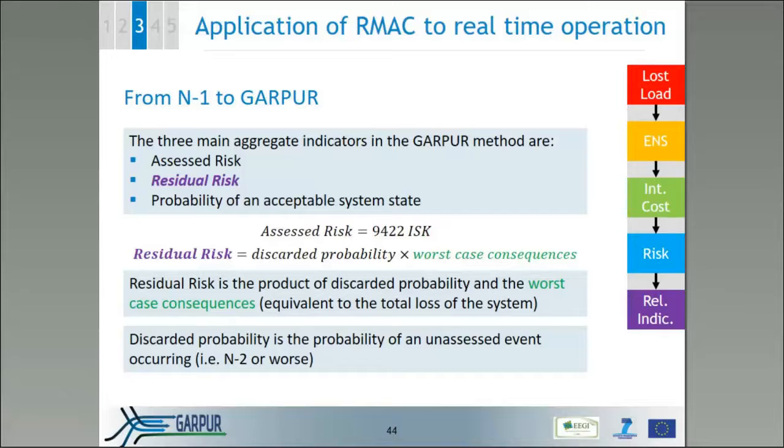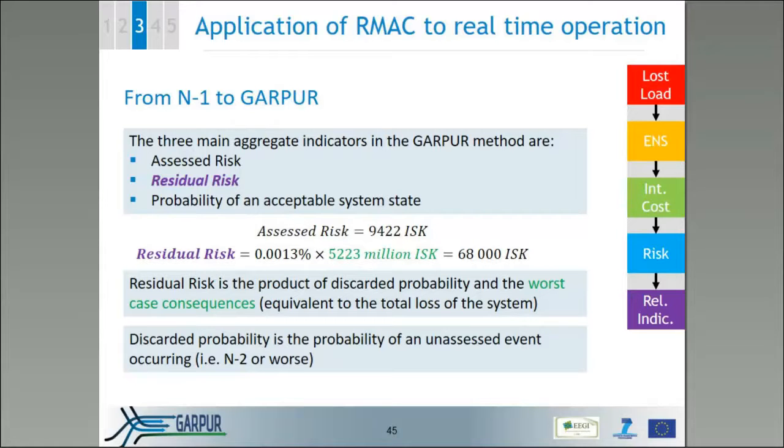And the residual risk is the risk associated with all the events we didn't cover, so the n-2 contingencies and all the higher order events. And in this case, we assume that they would result in a blackout. And so if we assume the blackout costs essentially 5 billion Icelandic krona, and we calculate the discarded probability as 0.001%, we find that the n-1 assessment on average has a residual risk of 68,000 krona, which is equivalent to 500 euros.